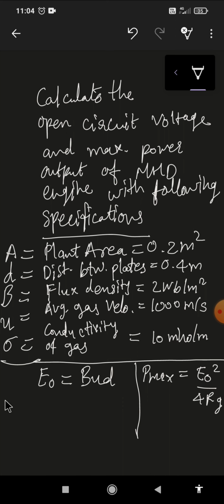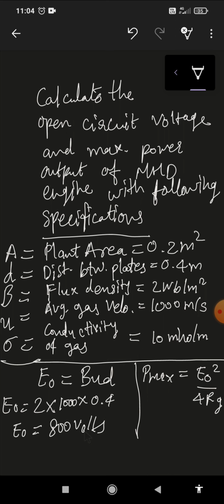So E0 will be equal to B is 2, into u is 1000, and d is 0.4, so into 0.4. So the open circuit voltage E0 will be equal to 800 volts. Now we need to find P max. For P max we have E0, but we don't have Rg, the generator resistance, so we need to find it out.